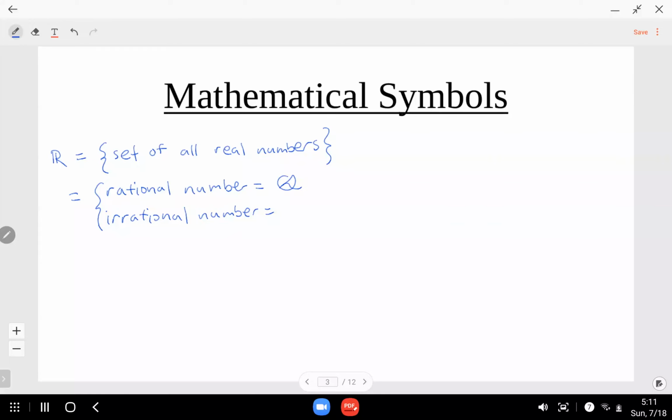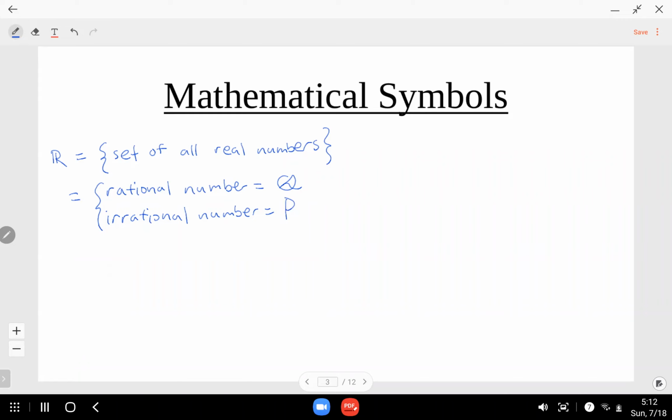Okay, so irrational numbers are denoted, actually there's a lot of ways you can denote an irrational number, like IQ, but we're not going to use that because IQ also stands for how smart you are. That does not relate to this topic. So we're going to use another mathematical symbol called P. Don't take that too literally.